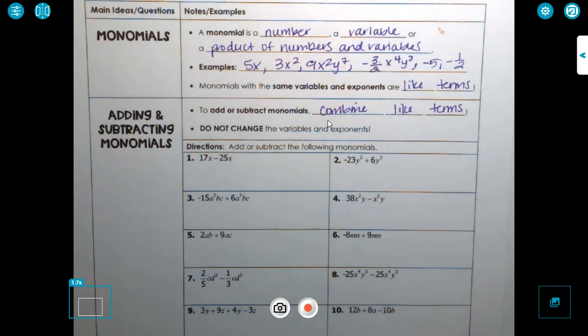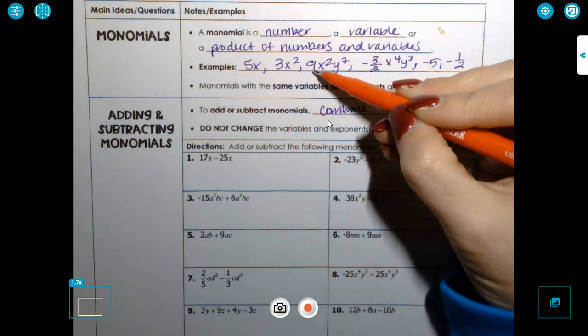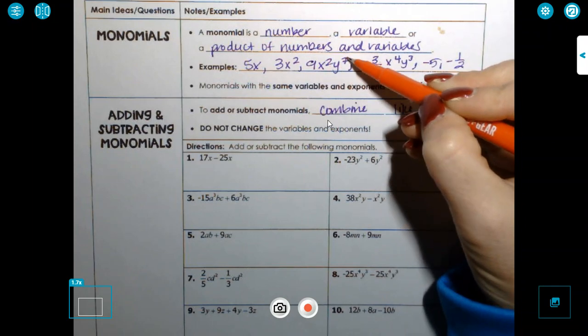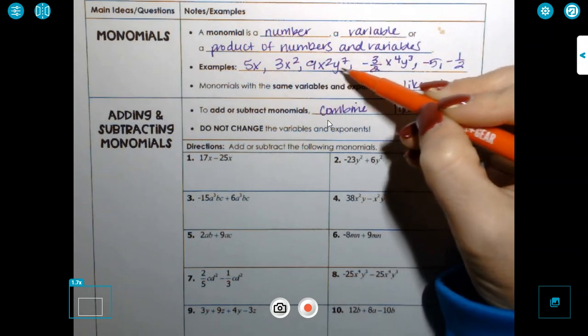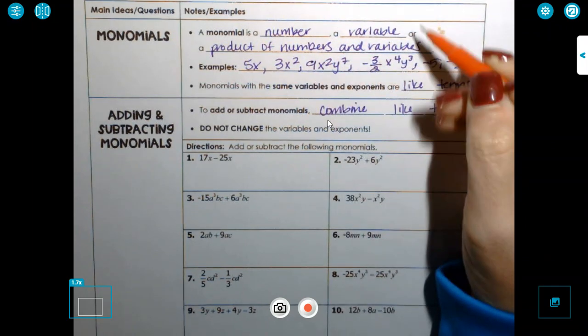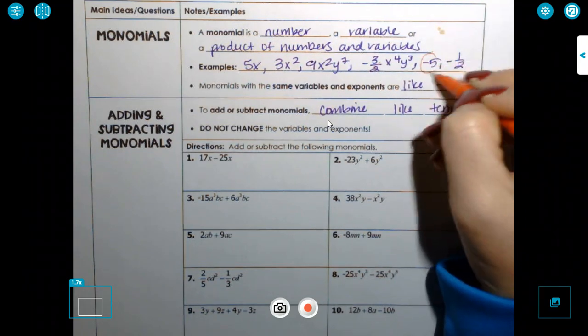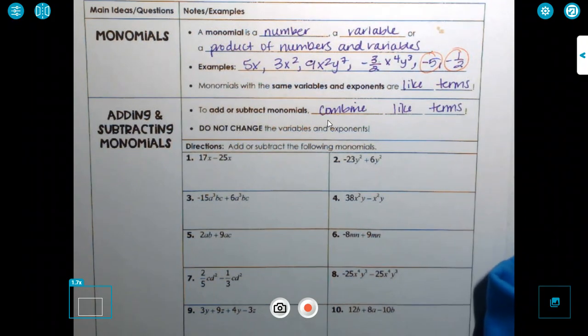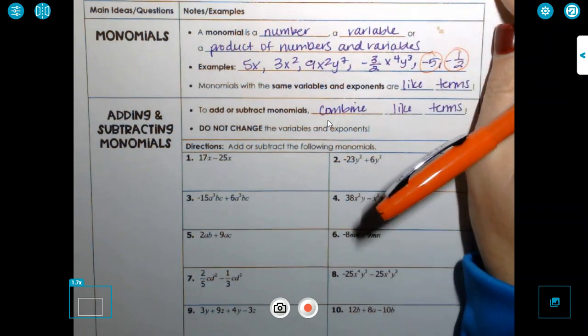Okay, so again, first time recording with this newer Elmo, so just bear with me. But I did go ahead and fill in all of our definitions here. A monomial is a number or a variable, or it can be the product. Remember, product means multiplication of numbers and variables. Some examples are 5x, 3x squared, 9x squared y7. So again, this is 9 times x squared times y7. So that is the product of those. It's still one term. A solid constant number, -5, -1/2, 2, 7, any of those are also monomials. It is just one term, okay?